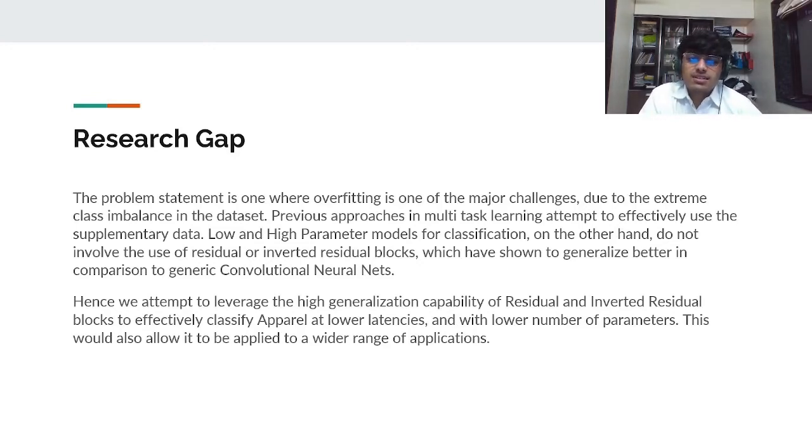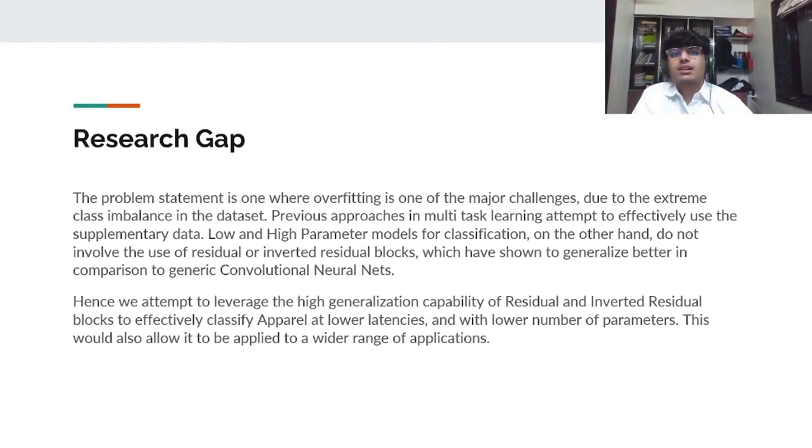Previous approaches in multitask learning effectively use the supplementary data, and the low and high parameter models for classification use sequential convolutional neural nets and do not use residual or inverted residual blocks, which have in the past generalized better. Hence, we attempt to leverage the high generalization capability of residual and inverted residual blocks to classify apparel at low latencies while trying to increase the accuracy at which we can classify them.